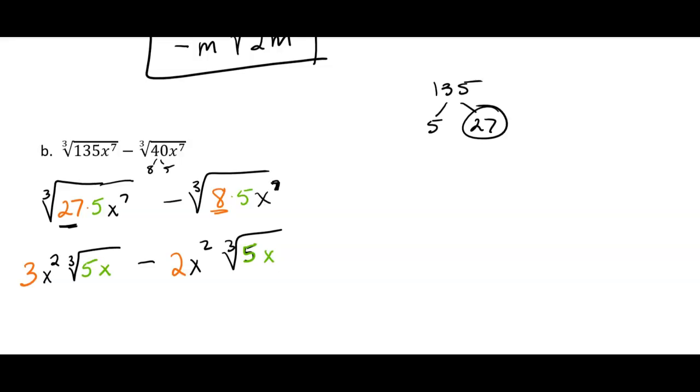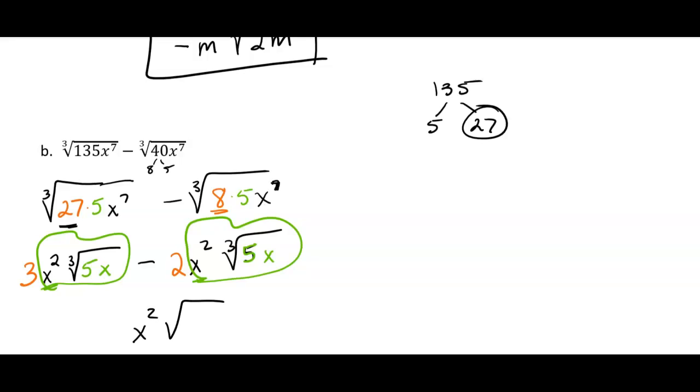Okay, so we did get the same radical and the same radicand. By the way, these variables in front also have to be the same if you're really going to combine them. So again, think of that as all being the common term, like terms. So you have 3 of them, you take away 2 of them, and what do you have? You have 1 of them. And what is the them? x squared cube root of 5x. Okay?